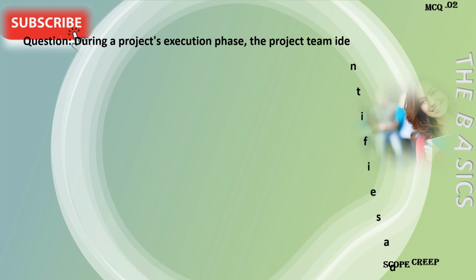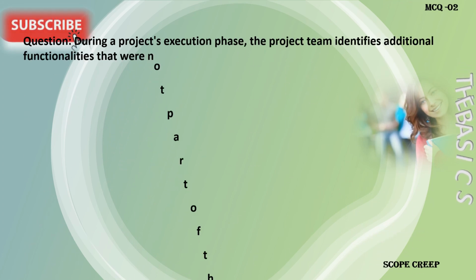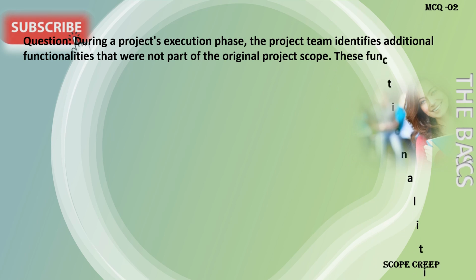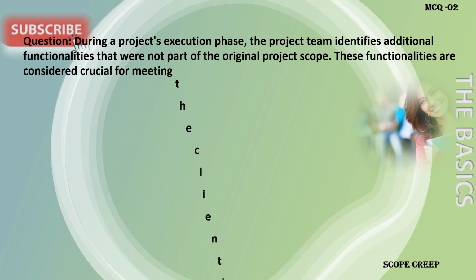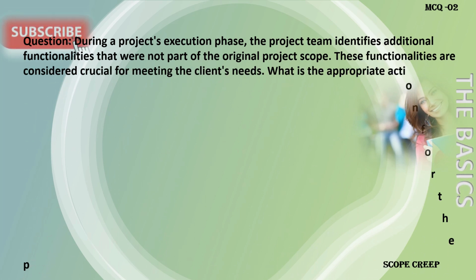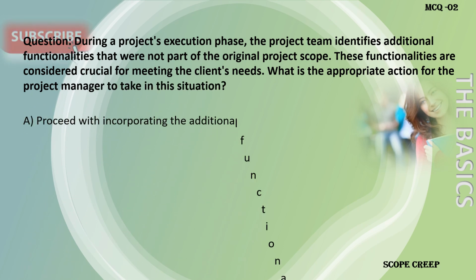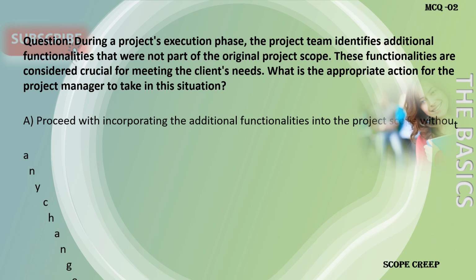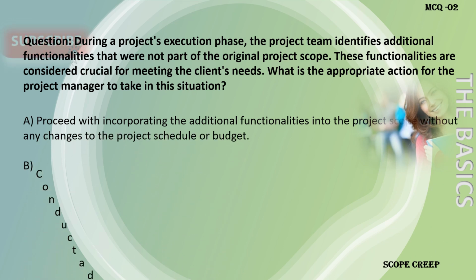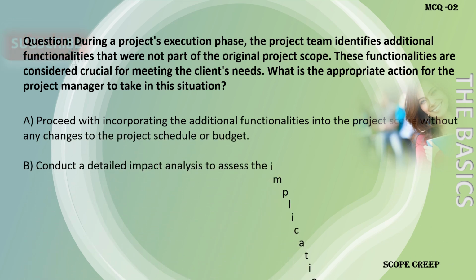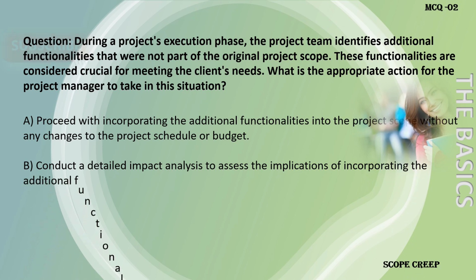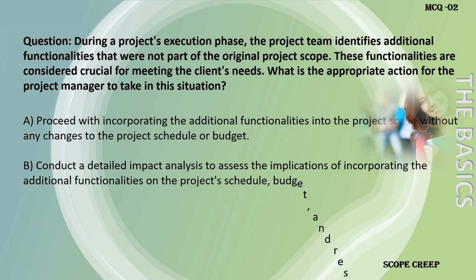Question number 2. During a project's execution phase, the project team identifies additional functionalities that were not part of the original project scope. These functionalities are considered crucial for meeting the client's needs. What is the appropriate action for the project manager to take in this situation?